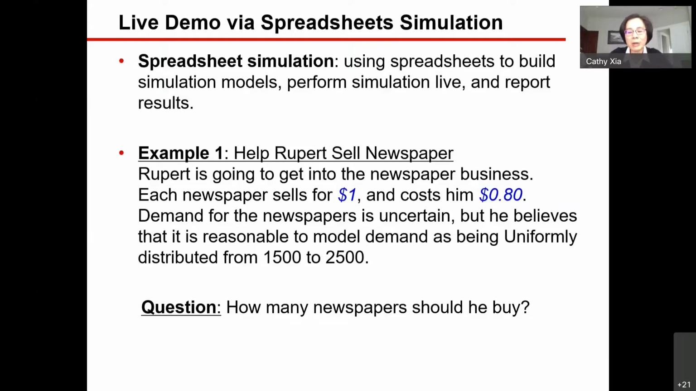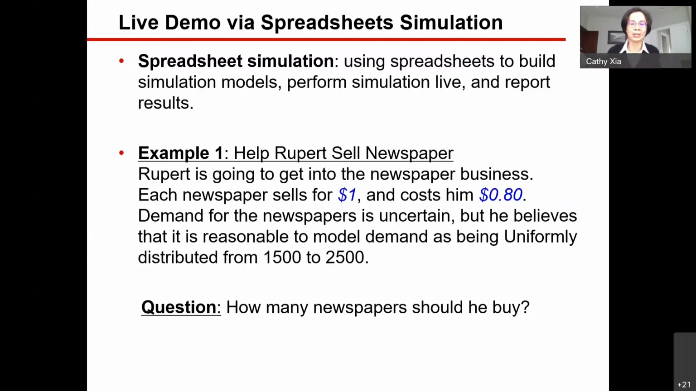This is one of the very first examples I show the students. Let's try to help Rupert sell the newspaper. It's a classical newsvendor problem. Every morning, Rupert sells a newspaper at $1 per copy, but he needs to buy it first. It costs him 80 cents per copy. Every morning he needs to decide how many newspapers to buy to start the day, but that really depends on the demand. Suppose we have the historical knowledge that demand is uniformly distributed, anywhere from 1500 to 2500.